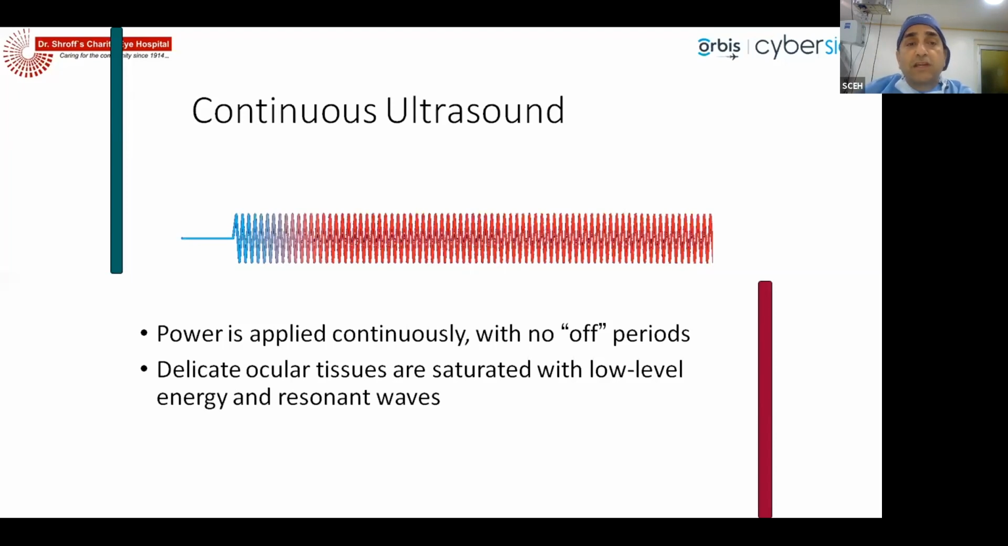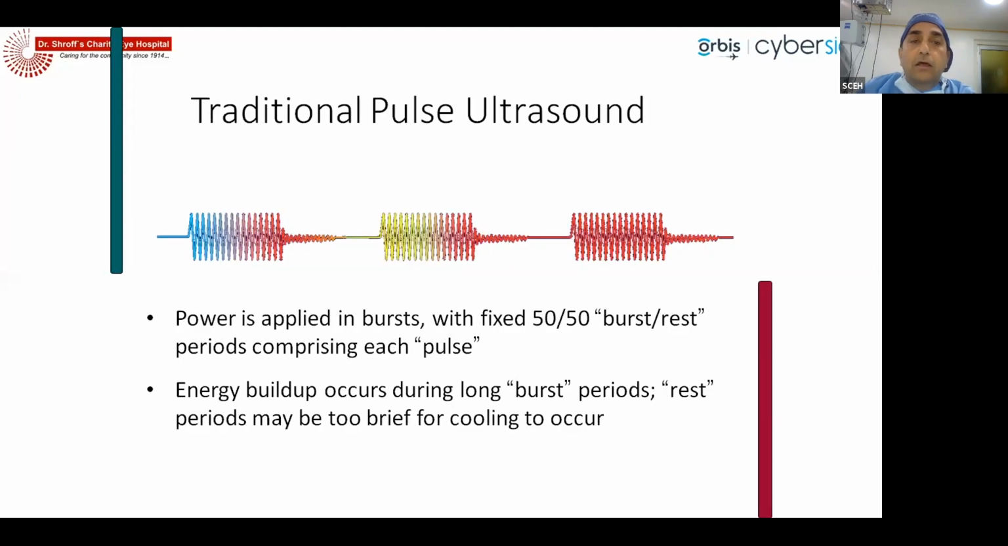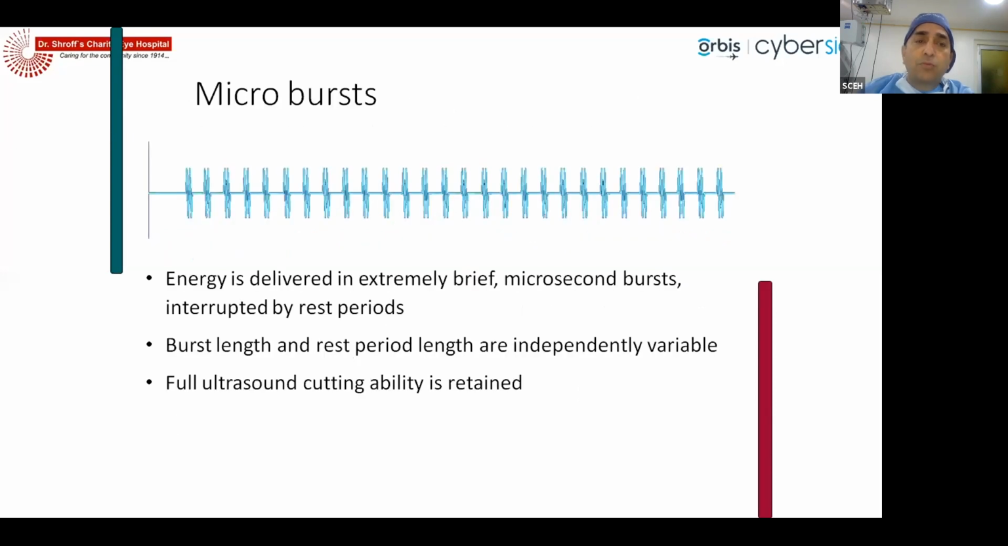Now, power delivery can be continuous, where there's no off period, and so there's continuous delivery of power that does generate heat. Then you have pulsed ultrasound, where you have fixed bursts of on time and off time. Each of the periods is called a pulse. Here there is a rest time which causes cooling of the tip. And now most machines have microbursts which happen at microsecond speed, and cause more cooling.